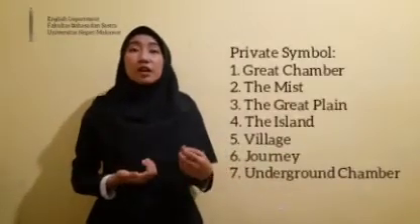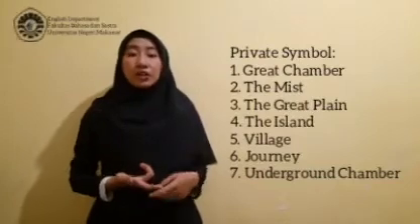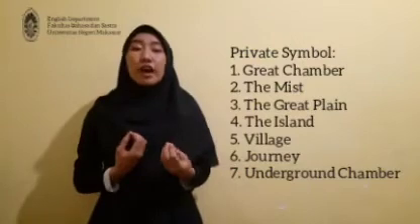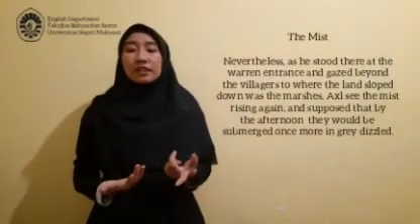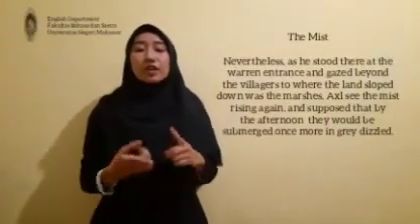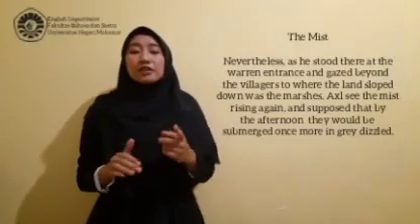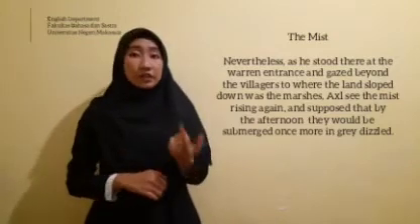The private symbols. A private symbol was a symbol that had a deeper meaning than original symbols. Actually, it was created by a person. It might be the author himself, as the result of his imagination and knowledge about belief or philosophy. And in this research, I discovered 7 private symbols. They are the Great Chamber, the Mist, the Great Plain, the Island, Village, Journey, and Underground Chamber.